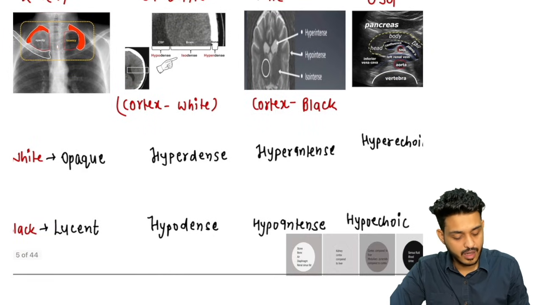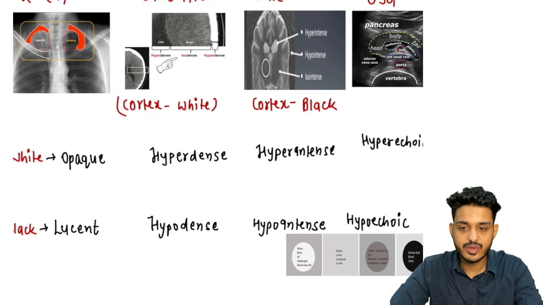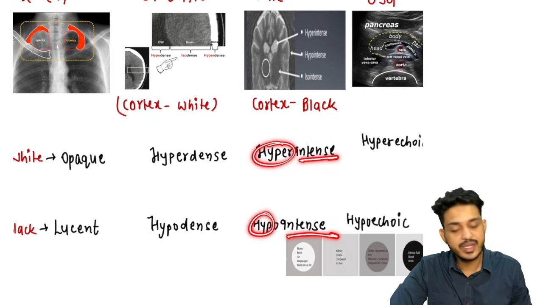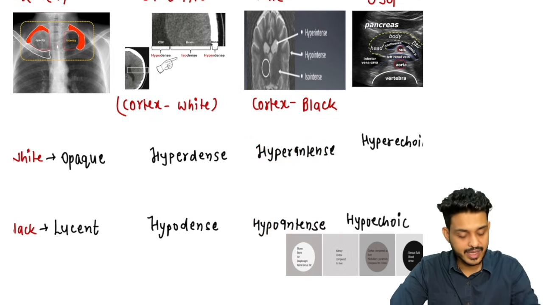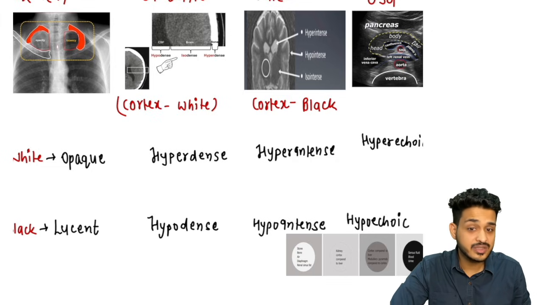Whereas in MRI, the cortex is going to be black. Here you will have hyperintense and hypointense things, as they call them in MRI. White is known as hyperintense. Hyperintensity means that something white is there.